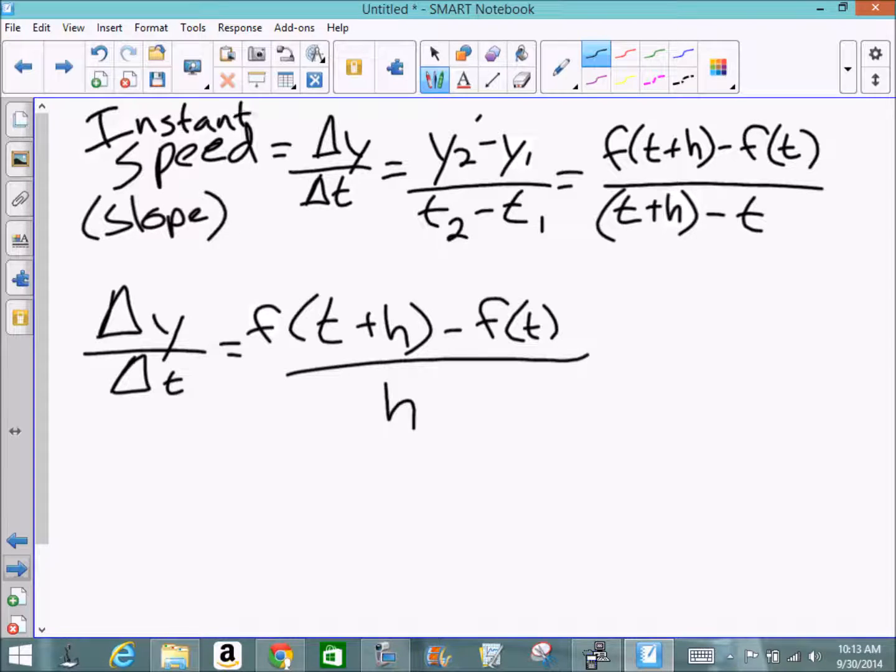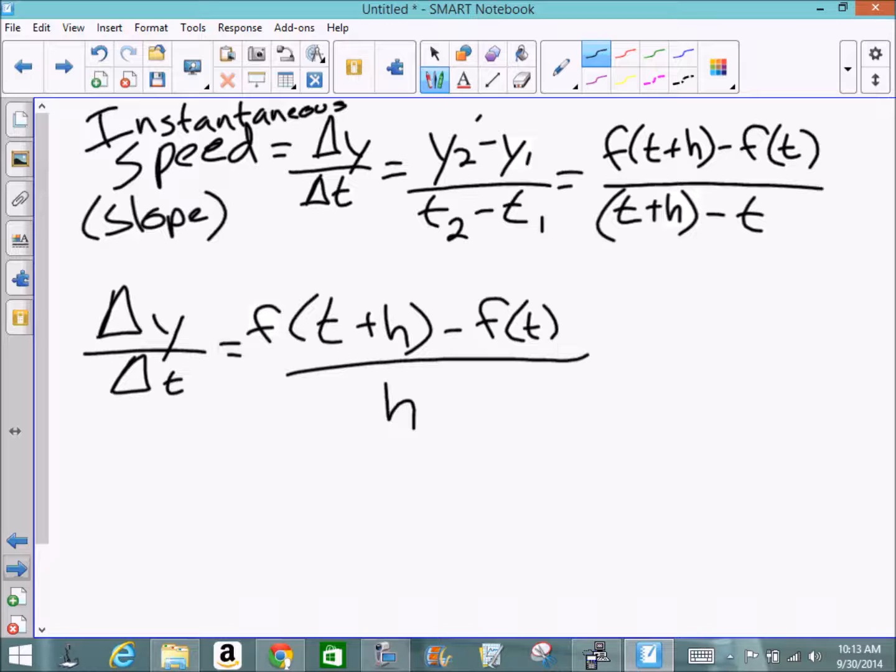Now, this could be the instantaneous speed evaluated at that specific point if I could make h equal 0. But we all know that I can't make h equal 0, because if I make h equal 0 on the bottom of the fraction, it'll be undefined. I can't get any information out of an undefined fraction.